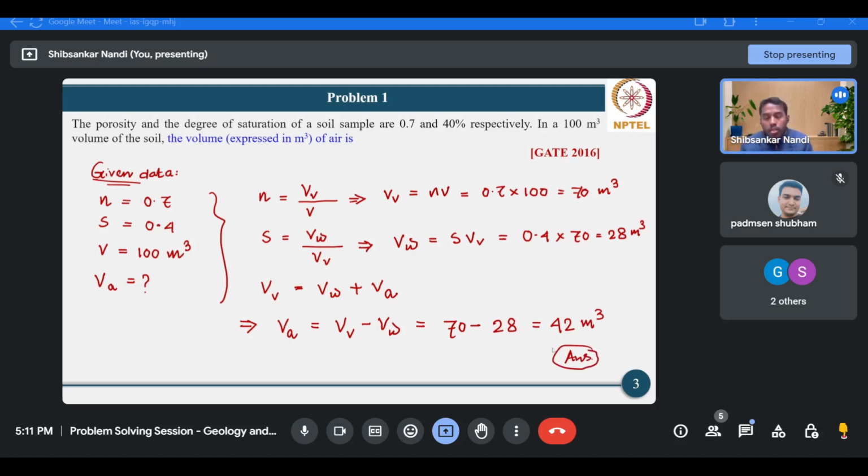So the data which are given to this problem are the porosity and the degree of saturation of the soil sample and the total volume of the soil sample. You need to figure out the volume of air, and it should be expressed in meter cube, which we have done. Okay, so if you don't have any problem, then we can take the next problem, that is problem 2.